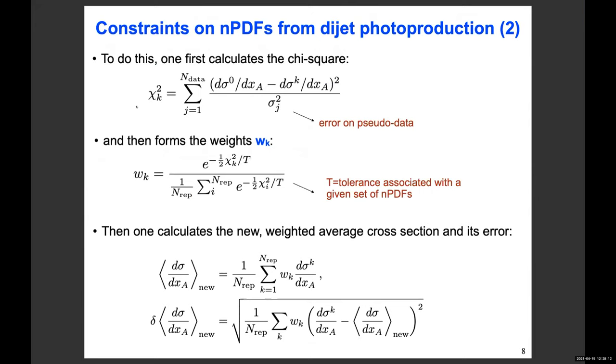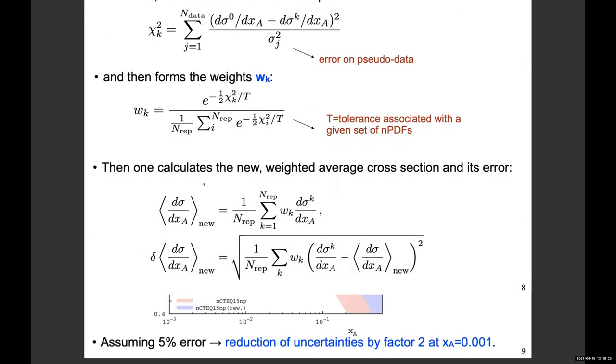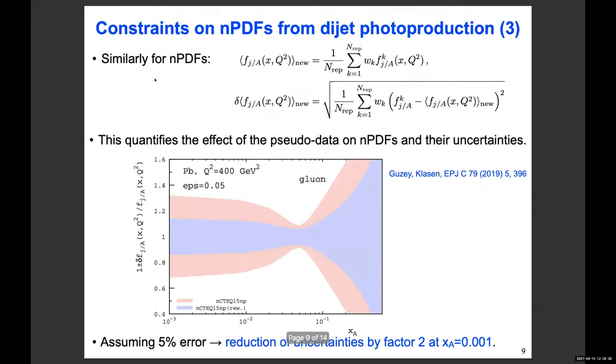We calculate the chi-square for each replica, and then we assign a statistical weight to each replica. Having these weights, we can calculate the reweighted cross-section and its error. And the same can be done for nuclear PDFs. This formula quantifies the effect of the dijet pseudodata on nuclear PDFs, and results are presented here. The outer error band shows the existing nCTEQ15 uncertainties on the gluon densities at small x, and the reweighting of the dijet data gives the inner error band.